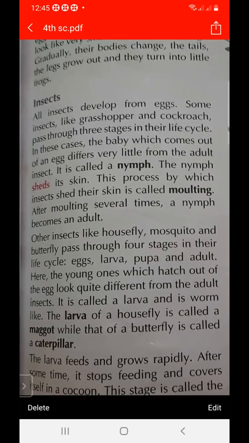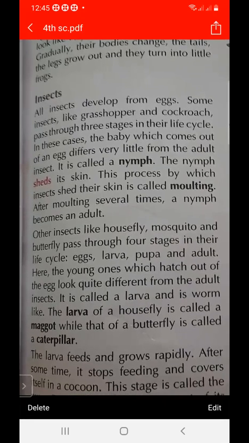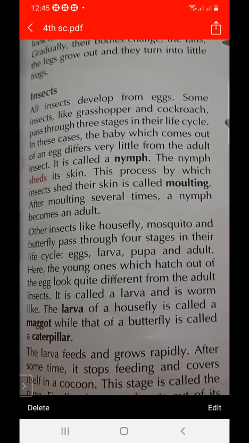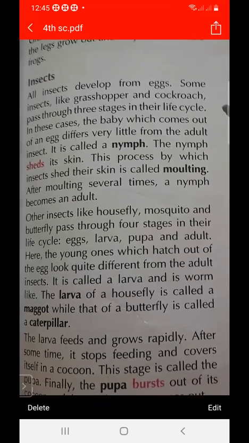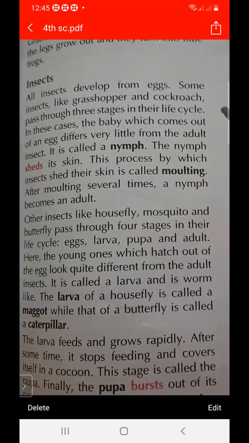And after molting, this is converted into the adult. Other insects, just like the housefly, the mosquito, and the butterfly, pass through four stages in their life cycle: the egg, the larva, the pupa, and the adult. Here, the young one which hatches out of the egg looks quite different from the adult insect, then it is called larva, and it is worm-like.